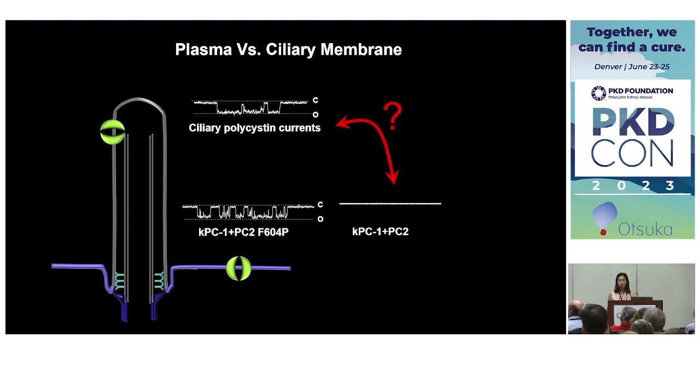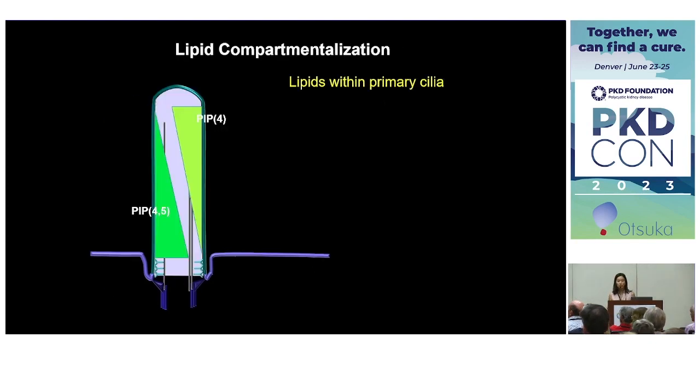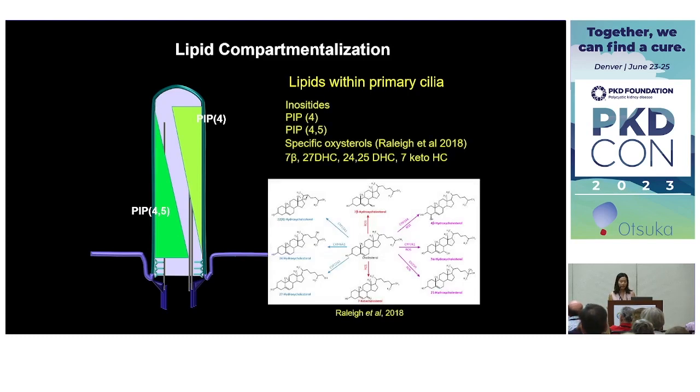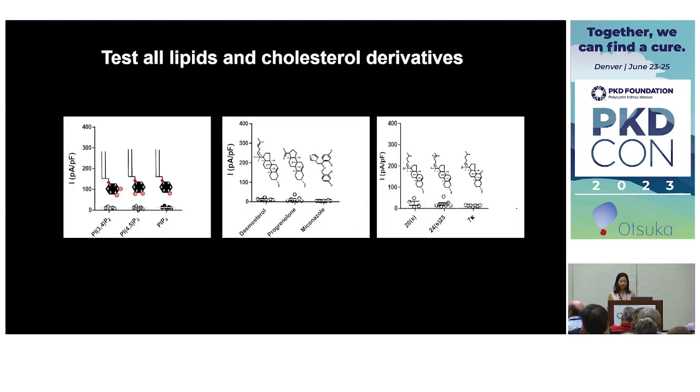There's something special within primary cilia, and it activates the polycystin complex. We wanted to answer this question. So we paid attention to the lipid compartmentalization system. Previous studies reported that some lipids or cholesterols are enriched within primary cilia. Some PIPs, PIP2 and PIP3, and specific oxysterols and cholesterols are enriched in primary cilia, and we decided to test all of them to see if they can make the polycystin complex active.